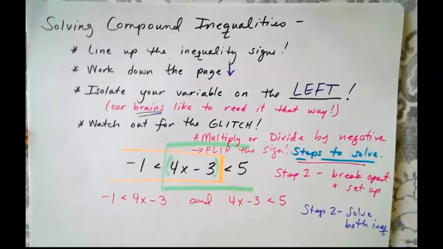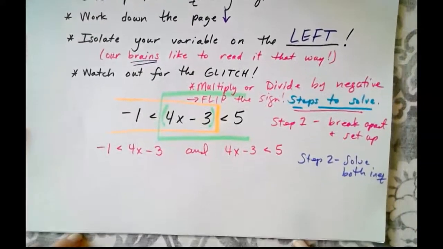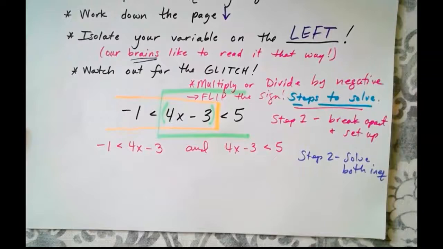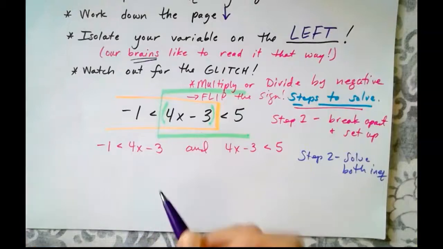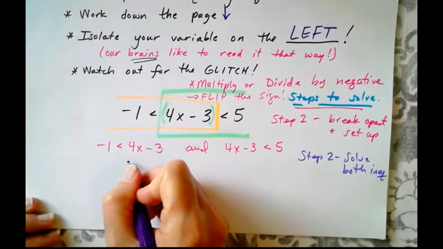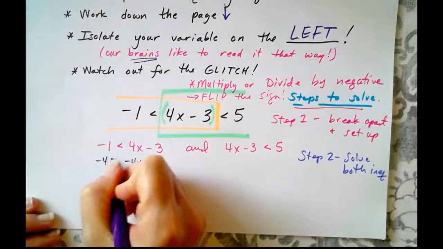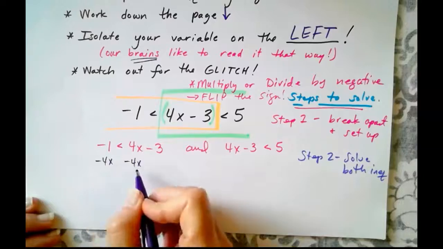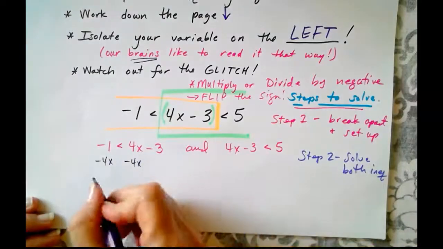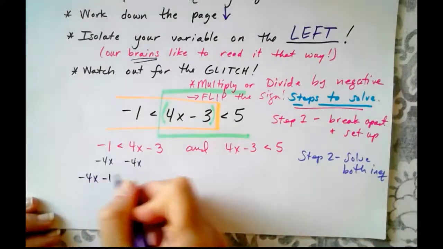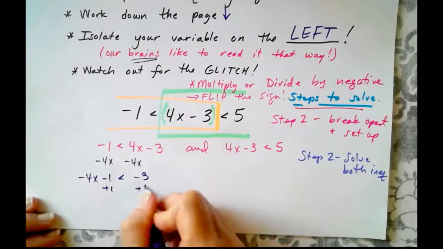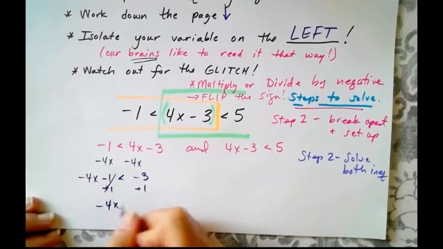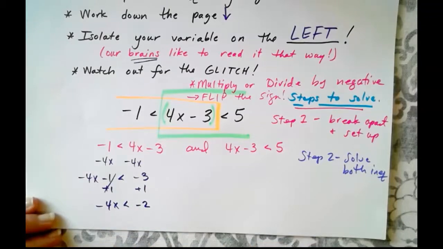We're going to solve both of them separately because this is compound, so we really got two problems to deal with here. Now remember, we want our variable on the left, so on this one I am going to bring this 4x over, so subtracting it from both sides using that subtraction property of equality. So now I've got negative 4x minus 1 is less than negative 3. I will add 1 to both sides. Negative 4x is less than negative 2.